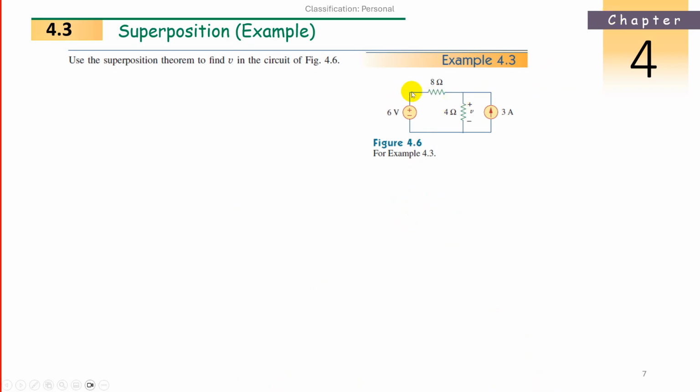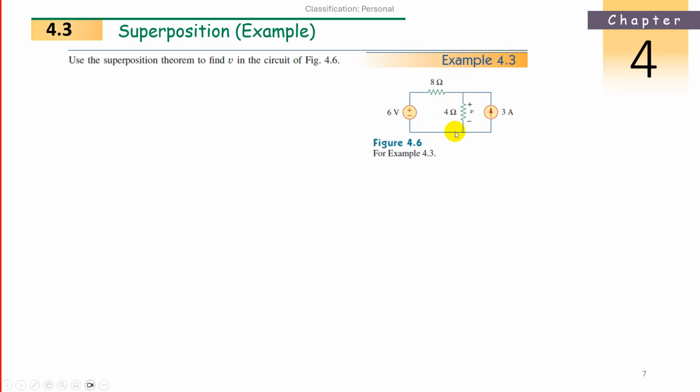Okay, now first step, what do we have to do? We have to consider only one source. I will consider this voltage source and I will remove this current source. Removing a current source means I have to open circuit it. Just remove the connection from here and here. So the circuit is very simple: 8 ohms and 4 ohms, and this is the voltage. So just divide: 8 plus 4, 12. 6 divided by 12. How much? 6 divided by 12.